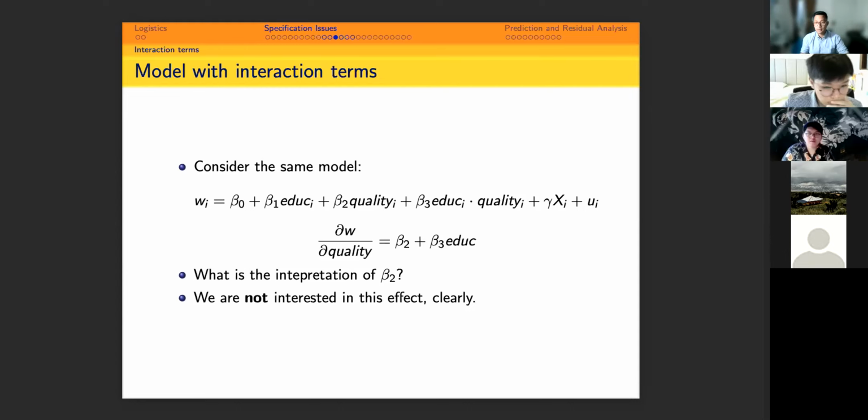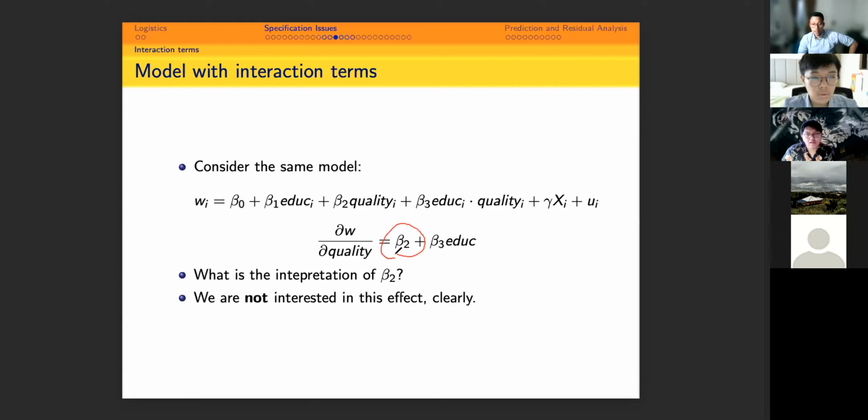May I, sir? Yes, go ahead, Saki. I think since now we're interested in the returns to quality, I think the interpretation of beta 2 is the quality of schools or university if no one has spent no years in education, but I don't think that is possible, because you cannot go to school but not accumulate years in education. So I think that is the interpretation.